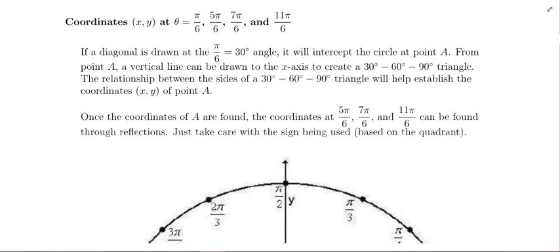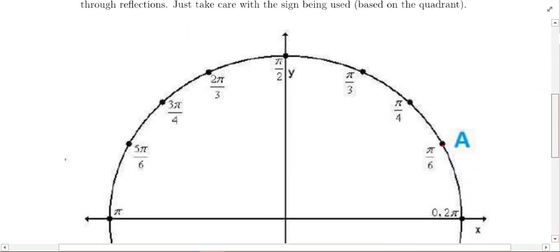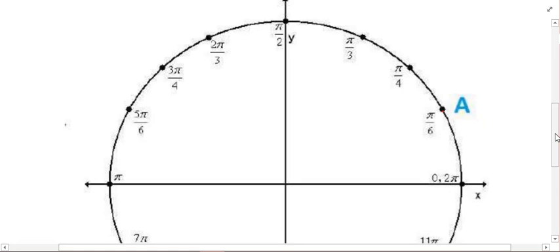All right. So if a diagonal is drawn at the pi over 6 radian angle, which is the same as a 30-degree angle, it will intercept the circle at point A. From point A, a vertical line can be drawn to the x-axis to create a 30, 60, 90-degree triangle. The relationship between the sides of a 30, 60, 90-degree triangle will help establish the coordinates x, y of point A.